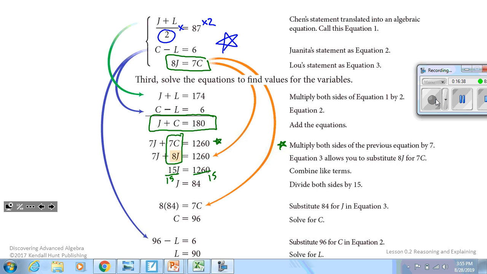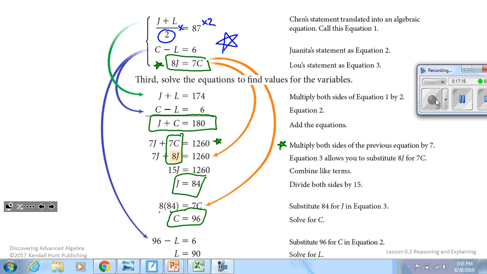So now, if I interpret this portion of the solution, I know that Juanita leg pressed 84 pounds. Well, now I'm just going to keep substituting. I can take my 8J equals 7C, and I can substitute, so 8 times 84 equals 7C. If I simplify that, I'm going to get C equals 96. I'm going to divide both sides by 7. So now I know, I interpret, that Chen leg pressed 96 pounds.